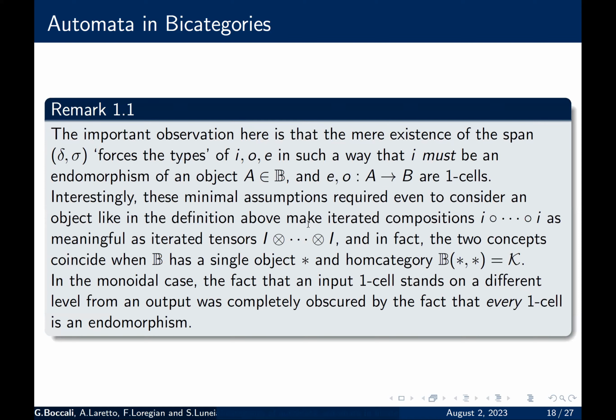The important observation here is that the mere existence of the span forces the types of I, O, and E in such a way that I must be an endomorphism of an object A, and E and O have to have the same source and target, and the source has to be A. Interestingly, these assumptions are required even to consider an object like in the definition above, to make iterated composition such as I after I after I after I and so on as meaningful as iterated tensor such as I tensor I tensor I and so on. And in fact, the two concepts coincide when B is a single object. In the monoidal case, this fact was not clear because obviously every one cell is an endomorphism, and so we could not discover that.